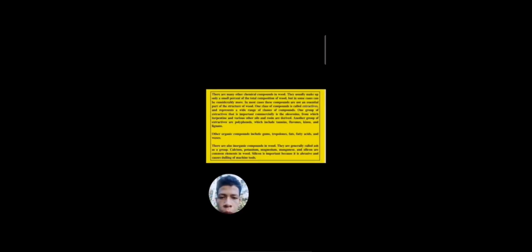There are many other chemical compounds in wood. They usually make up only a small percent of the total composition of wood, but in some cases can be considerably more. In most cases, these compounds are not an essential part of the structure of wood. One class of compound is called extractives and represents a wide range of classes of compounds. One group of extractives that is important commercially is the oleoresins, from which turpentine and various other oils and rosin are derived.